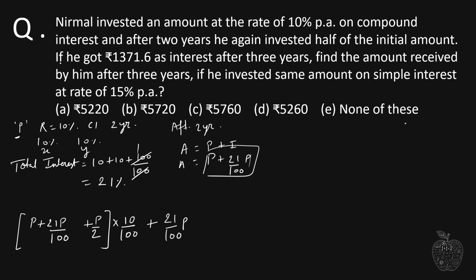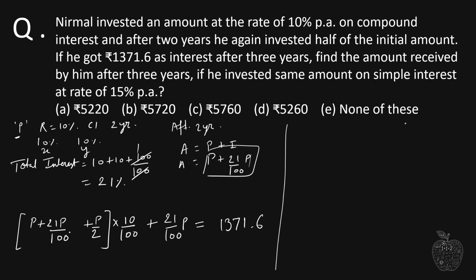If we got 1371.6 as interest after 3 years, that means this interest for 1 year plus this interest for 2 years is equal to 1371.6. I hope you are getting it. I tried my best to explain it to you. Now we'll solve this and find out the value of P. That's our motive.